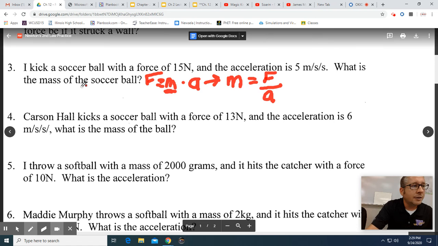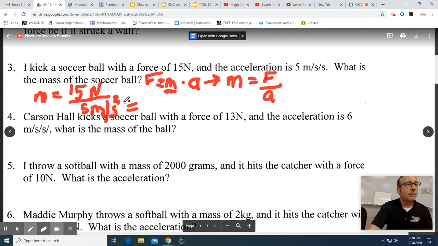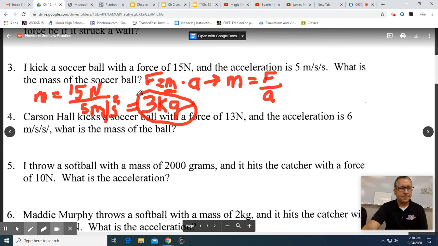And so I'm just going to plug in what I know. I've got 15 newtons of force, and my acceleration is 5 meters per second squared. Knowing what we said before, mass must be in kilograms, so that's what I have to report my mass in. When I divide 15 newtons by 5 meters per second squared, I end up getting 3 kilograms for the mass of the soccer ball.